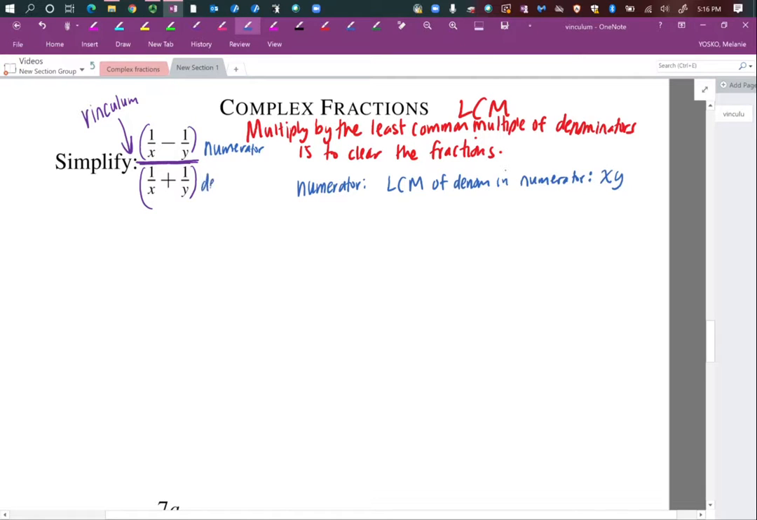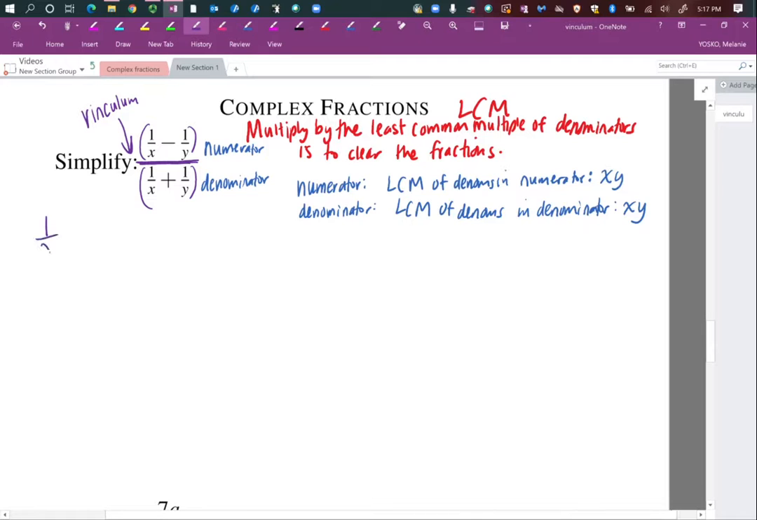Now we're also going to check the denominator, and we're going to find the least common multiple of those denominators in that denominator. x and y, well, they have nothing in common, so it's still xy. So if we consider the numerator and denominator, they both have the same least common multiple of their denominators. So we're going to multiply through by that over itself.